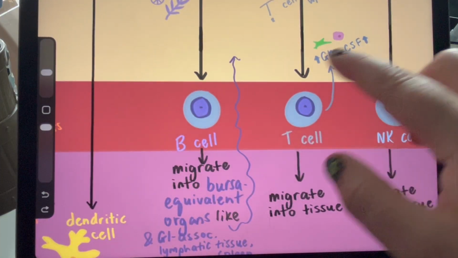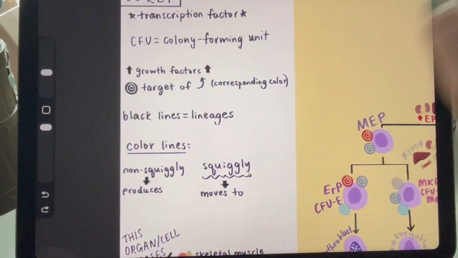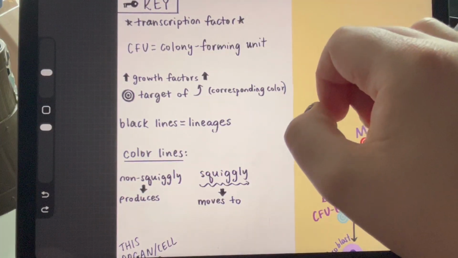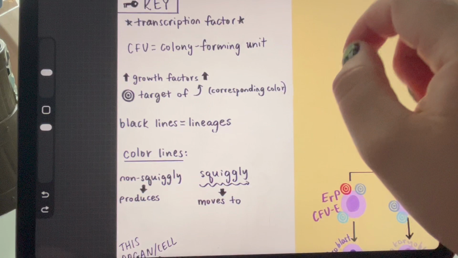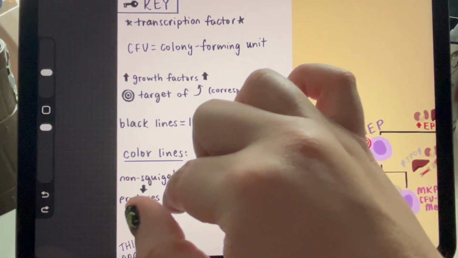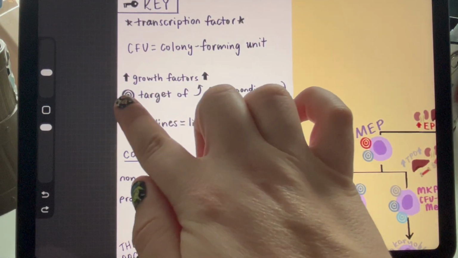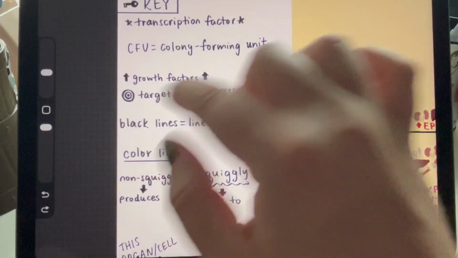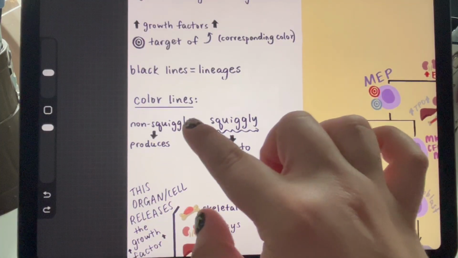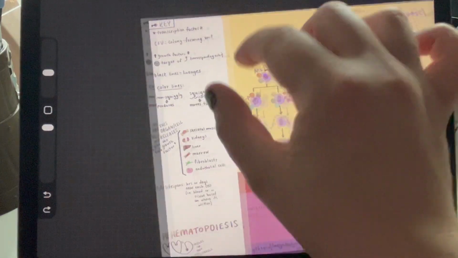So let me explain what this symbolism is. I've got a key here. The transcription factors are going to be in between stars. That's how you know what's a transcription factor. CFU is colony forming unit. Growth factors are going to be between 2 arrows. And the target of those growth factors is going to be with this symbol, and the arrow and the symbol are going to be the corresponding color of where it's coming from. For the colored lines, non-squiggly means that it produces. If it's squiggly, it moves to.